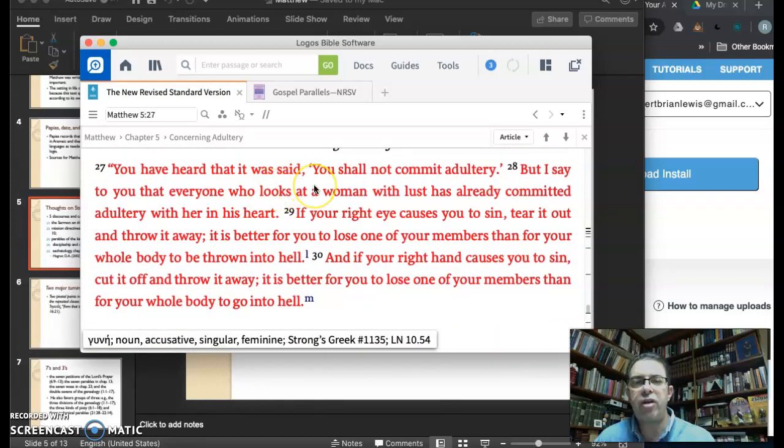You have heard that it was said, you shall not commit adultery. But I say to you, everyone who looks at a woman with lust has already committed adultery with her in his heart. Notice, ladies, you can lust all you want.